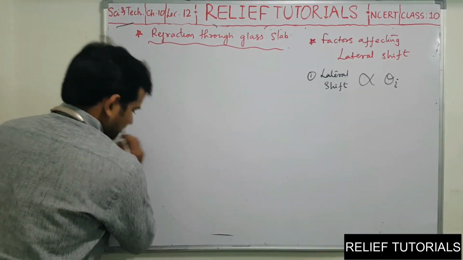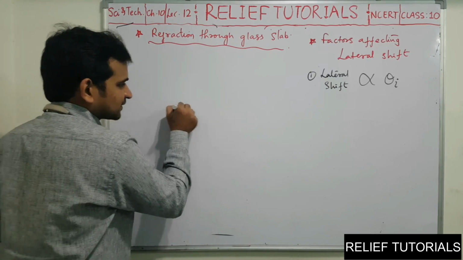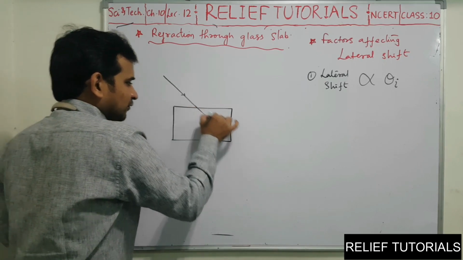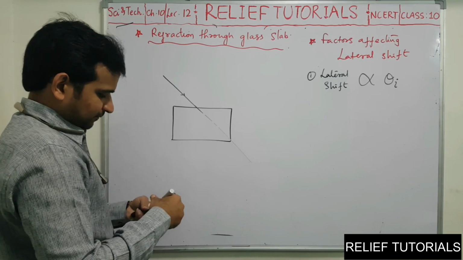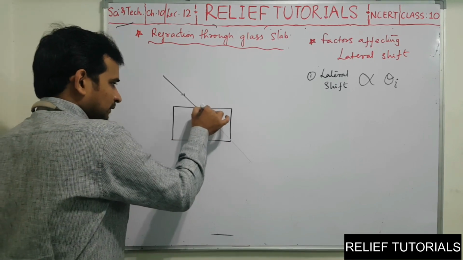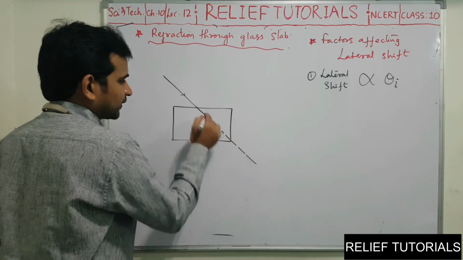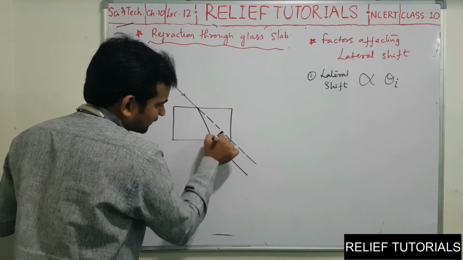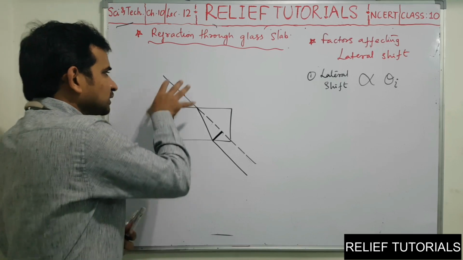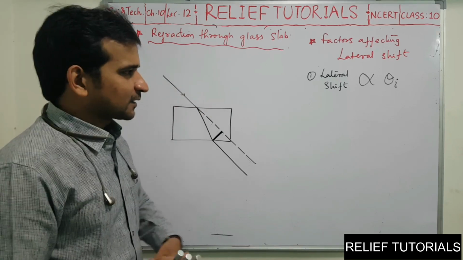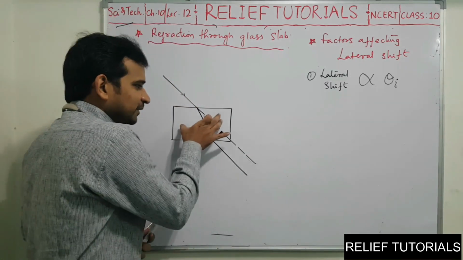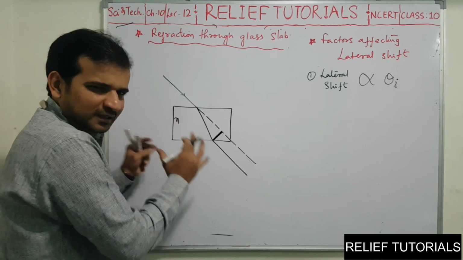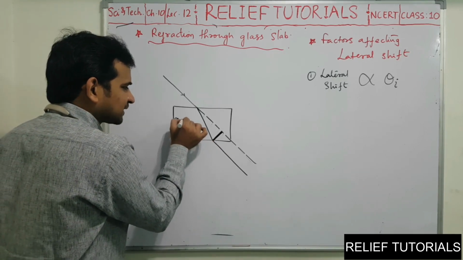The second factor on which it depends is the material of the glass. Consider this is one of the glass slabs. This is one of the incident rays, and this is the shifted ray. So this is the lateral shift here. Now don't change the angle of incidence. We are keeping this factor constant, but let us replace the glass slab. Right now, the refractive index of this glass, meaning the material, the density of this glass, let us say is 1.5.